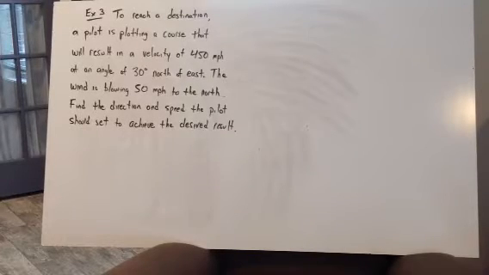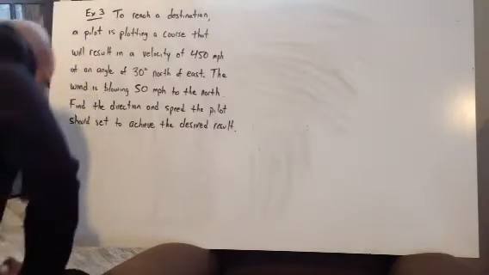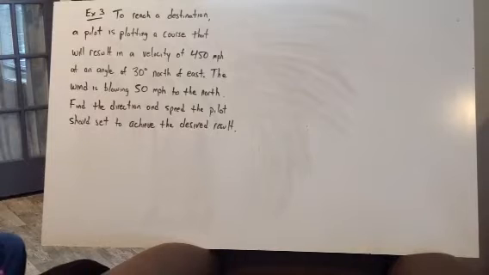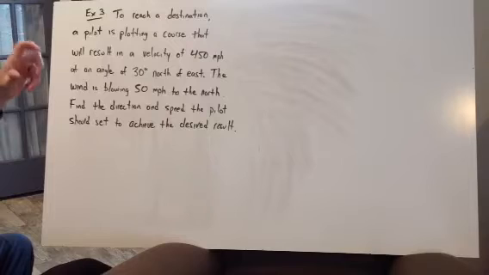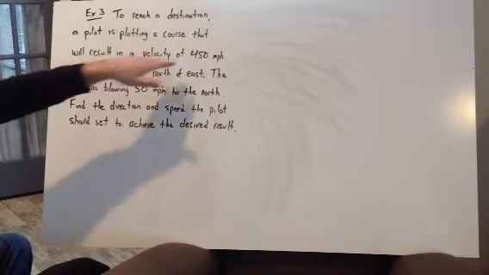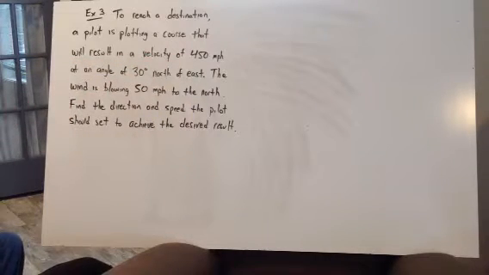Okay, here's example 3 for 8.1 and 8.2 word problem practice. So this time we got to reach a destination. The pilot is plotting a course that will result. So this is our resultant right here. After we add two vectors together, this is what we should get: 450 miles per hour at an angle of 30 degrees north of east. The wind is blowing 50 miles an hour to the north. Find the direction and speed the pilot should set to achieve the desired result.